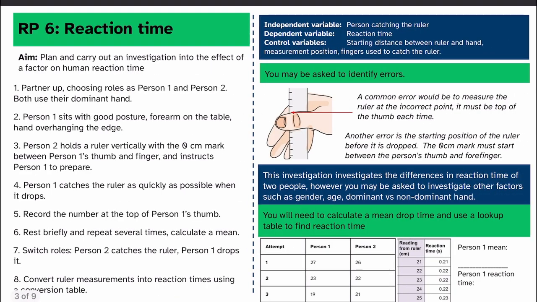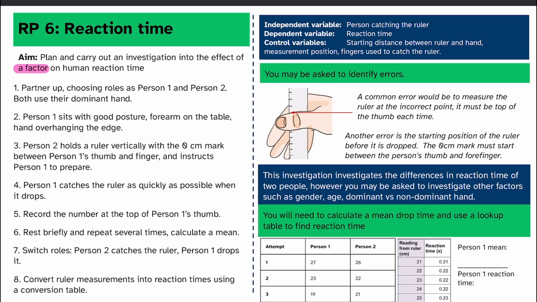Okay, so the first one is reaction time. In the reaction time required practical, you have to carry out an investigation. So you have to be able to plan this. They're very specific in the specification. You must be able to plan an investigation, so you will need to write a method if this comes up, into the effect of a factor, okay? Now it is clear on the specification that it is a factor.